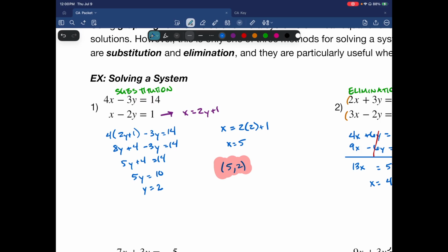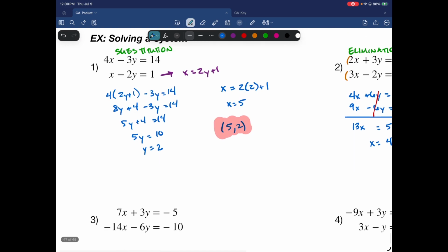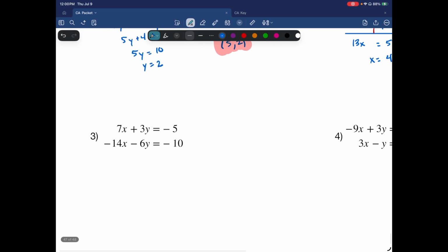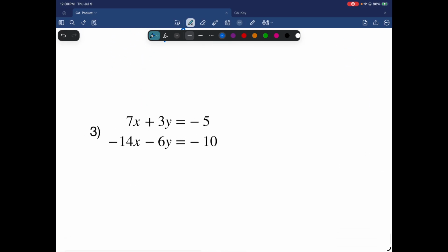Or like on number 2, the signs were already different, so it made sense to go ahead and get rid of the y's by elimination. So it's really problem specific whether or not you decide. You can use either one on any problem, but I typically decide which one to use based on how the problem is set up to begin with.